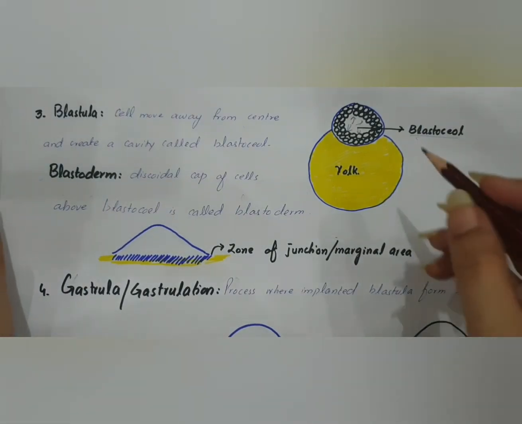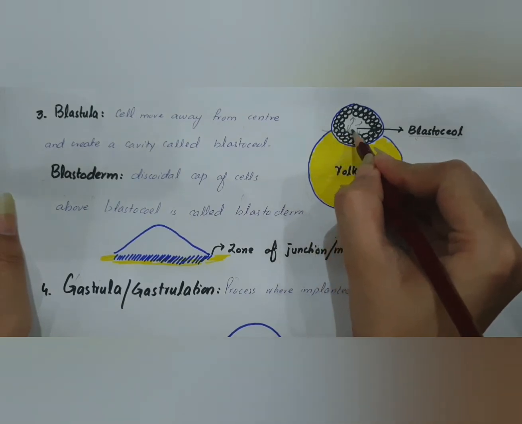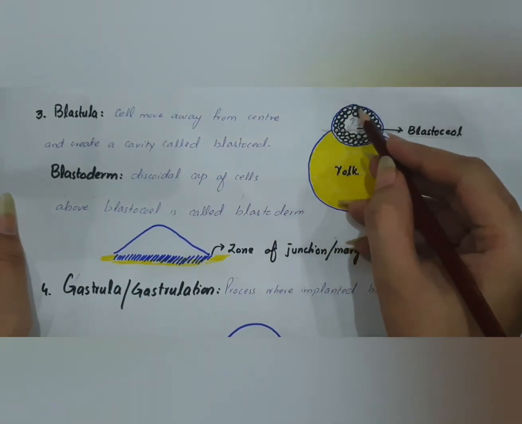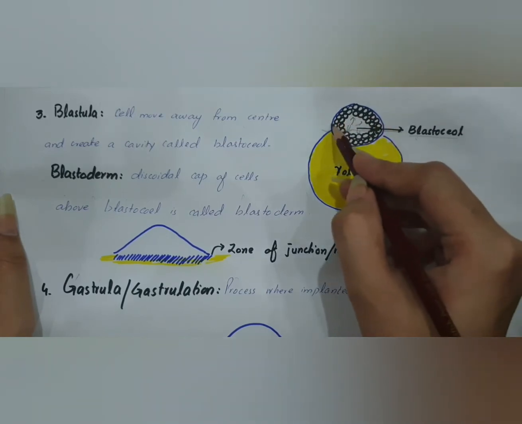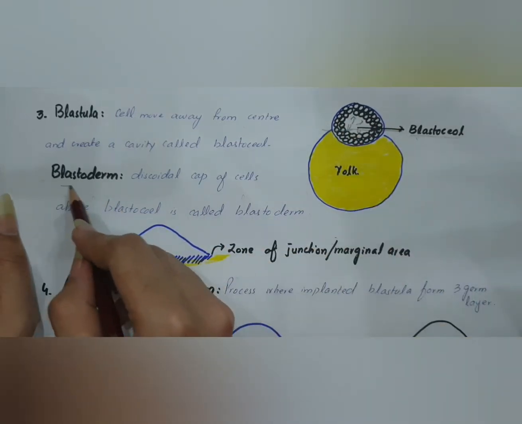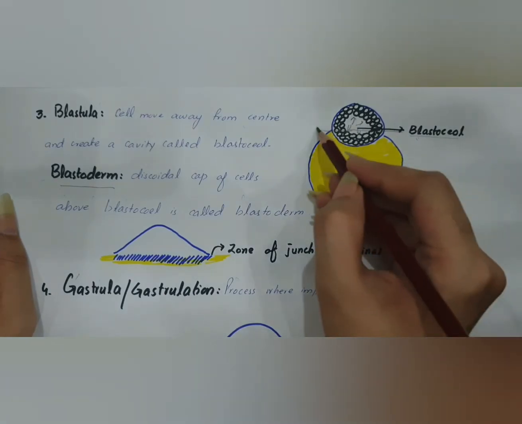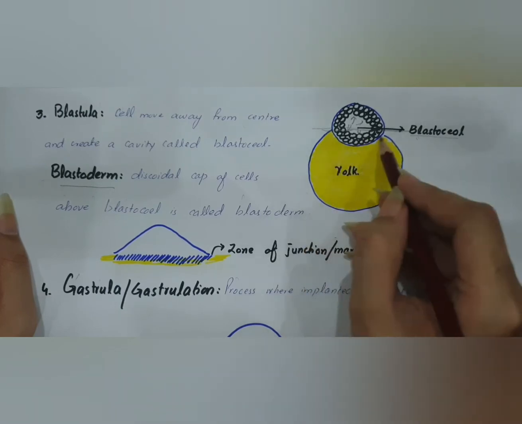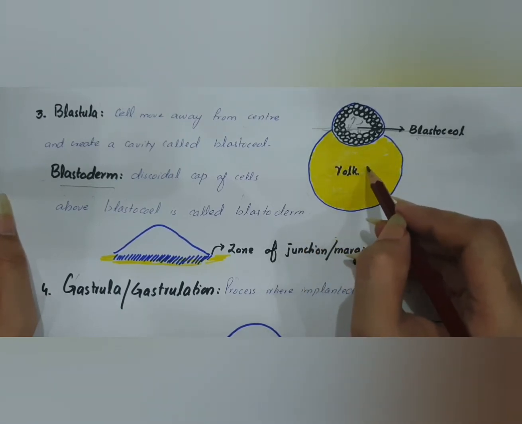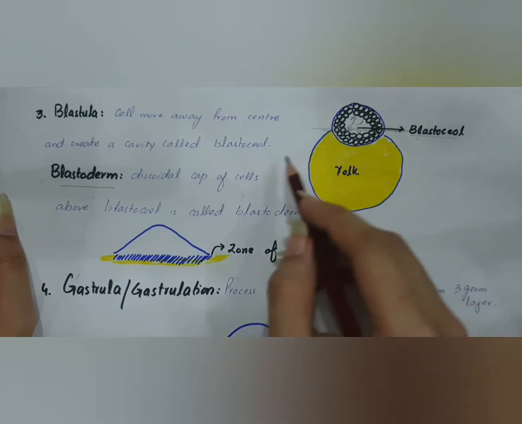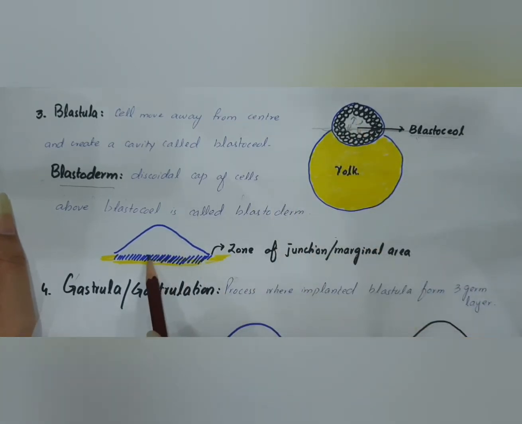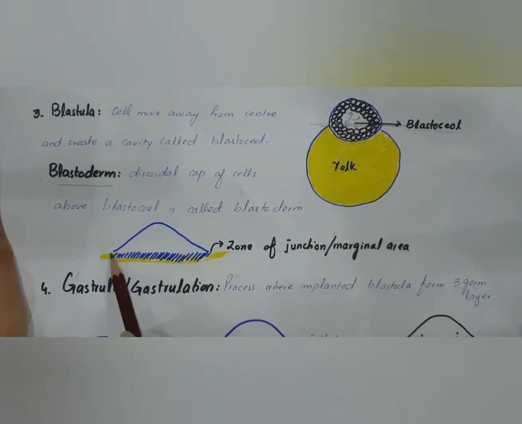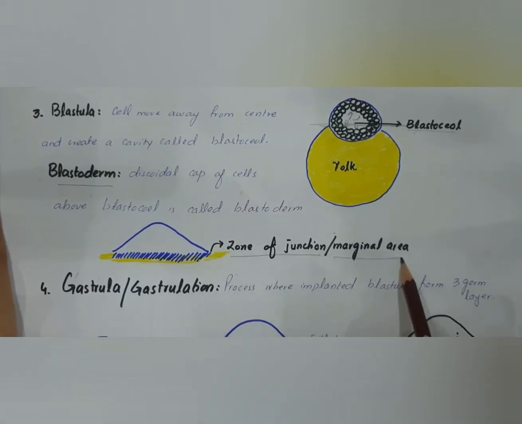Now there is a discoidal cap of cells. As you can see here, this is a discoidal cap of cells that emerges out of the yolk. This cap of cells above the blastocoele is called the blastoderm. Now we will discuss the whole division in this cap, which comes out from the cleavage and emerges out from the yolk. As you can see, I drew this cap here. The sides where it is attached to the yolk are called the zone of junction or marginal area.